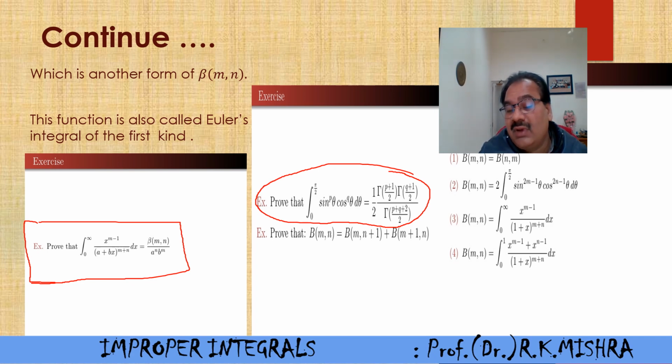And this beta mn is also one form: integral 0 to infinity x power m minus 1 divided by 1 plus x power m plus n dx. And beta mn is also this improper integral 0 to 1 of x power m minus 1 plus x power n minus 1 divided by 1 plus x power m plus n dx. So this PPT is very important if you want to do good practice for improper integrals of gamma and beta functions. These are some important results which I have summarized here.